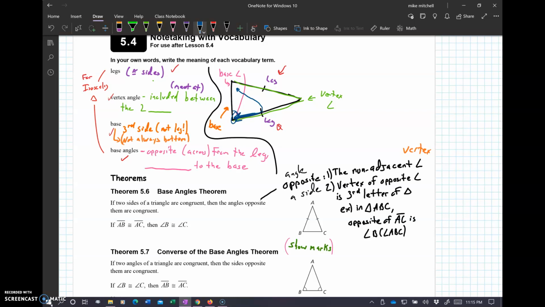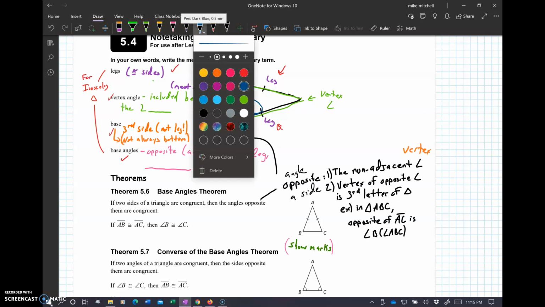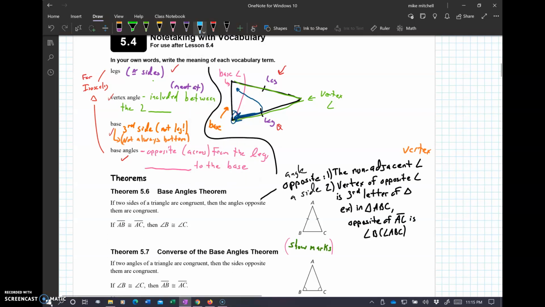I think I like that brighter blue. I think I'm going to keep that one. So that opposite's a good skill. I got this leg over here, and maybe not start in the center, but I can just go over from right over there, and I run into that. That would be the opposite of the leg. That's the base angle over there.